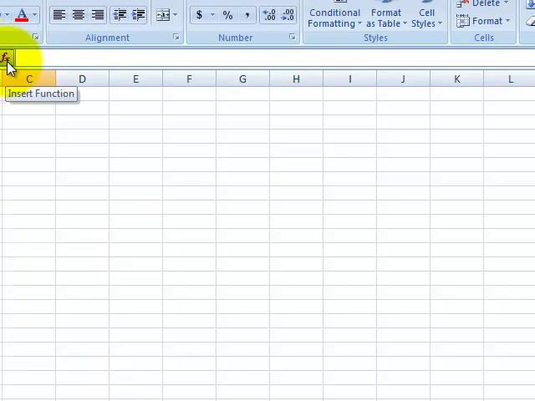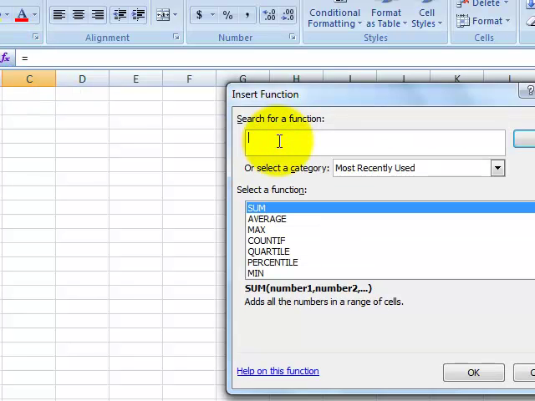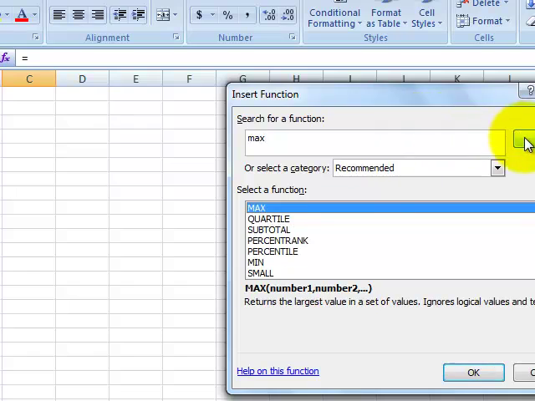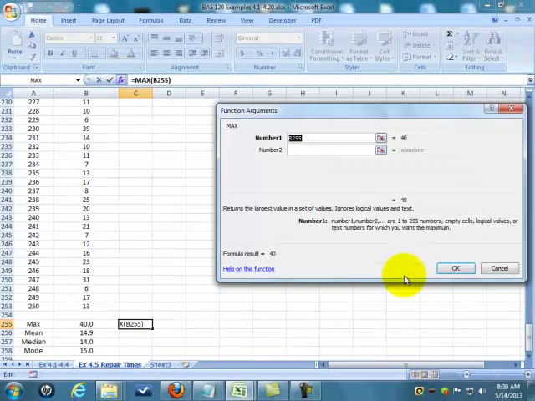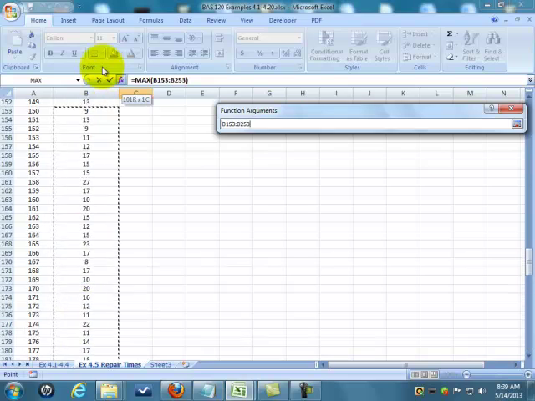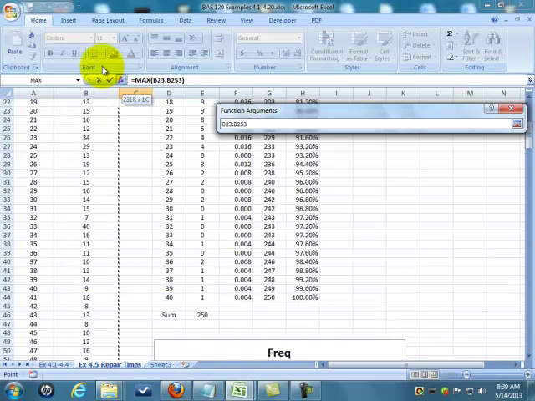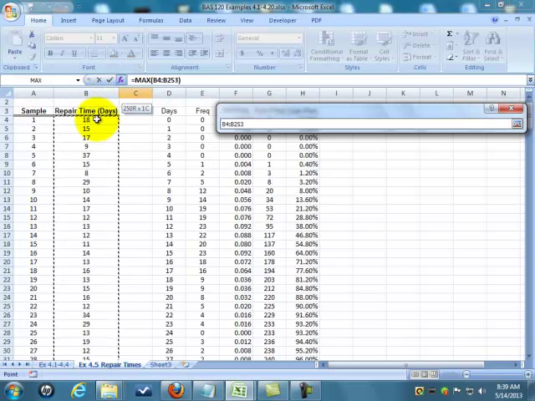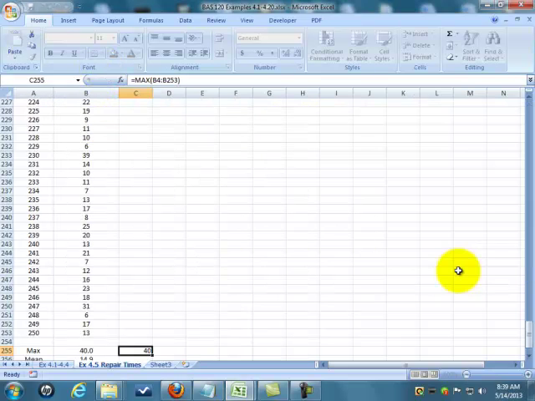So let me show you how easy it is. You go up to function, you say find me the max function. You say max, and then it'll ask you the range, and you'll say, I want this range right here. So what you're asking Excel to do is find the maximum through all of those, and there you get 40. And of course, remember, you can add or subtract decimal places with these keys right here.